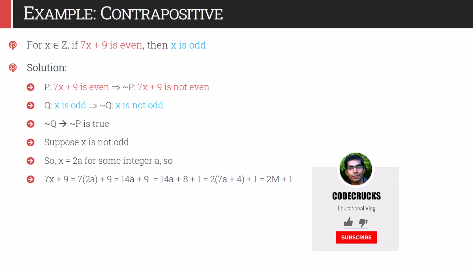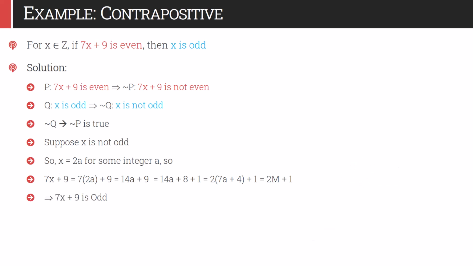But 2m would be definitely even because it is a multiple of 2. And even plus 1 will be definitely odd. So we can say that ultimately 7x plus 9 is odd. And that is what we wanted to prove. That is what our negation P is, that 7x plus 9 is not even. Hence, it is proved that the given statement, that is if 7x plus 9 is even, then x is odd, we can say it would be always true.